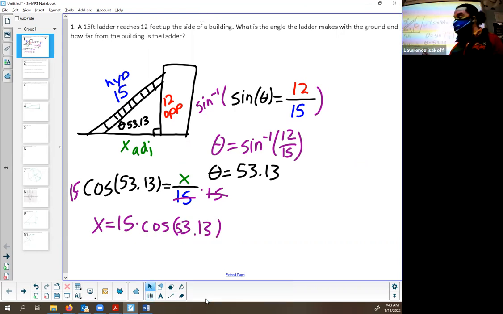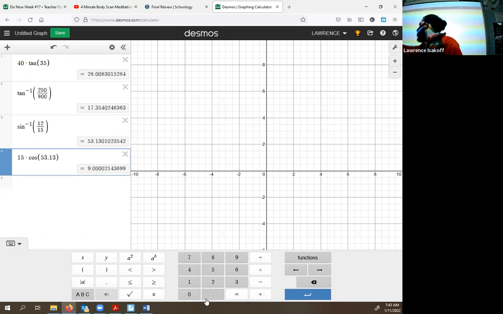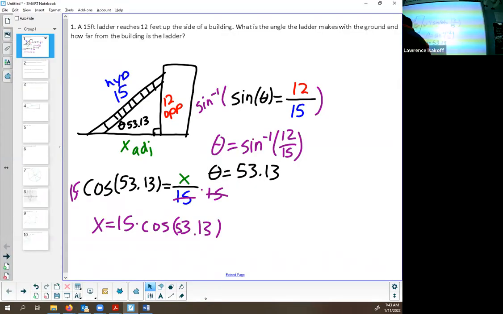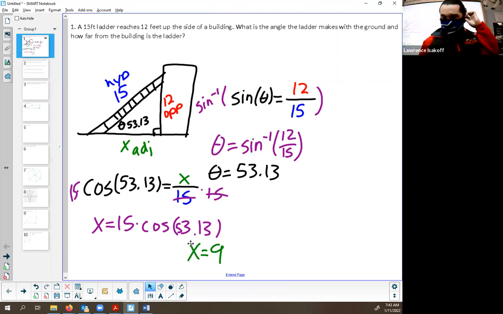Now we're going to put this in the calculator being cosine. So cosine there gives me 9.00. I'll just go and call it 9. So I get the x is equal to 9 there. So that's the first problem.